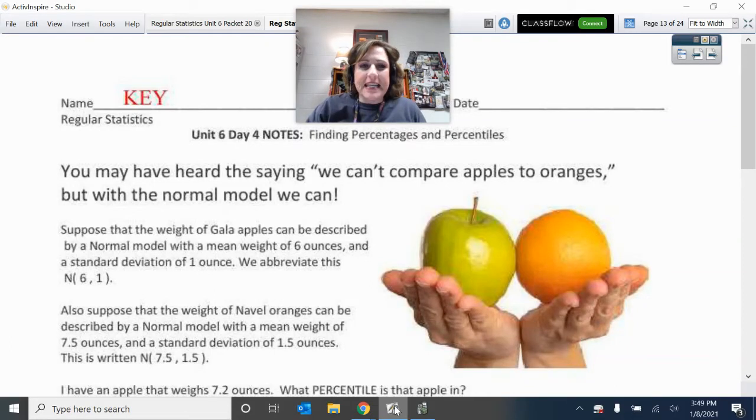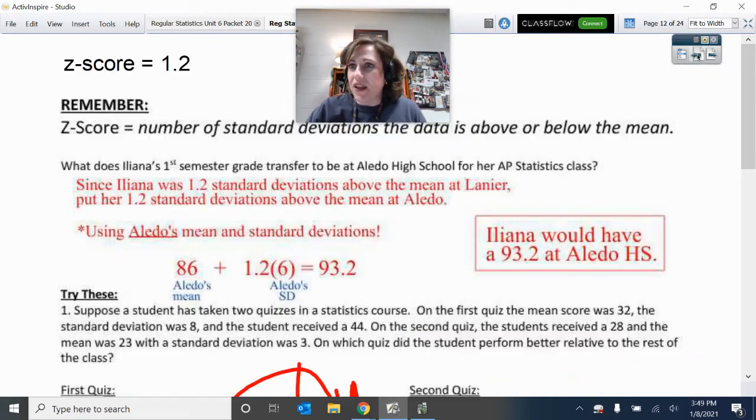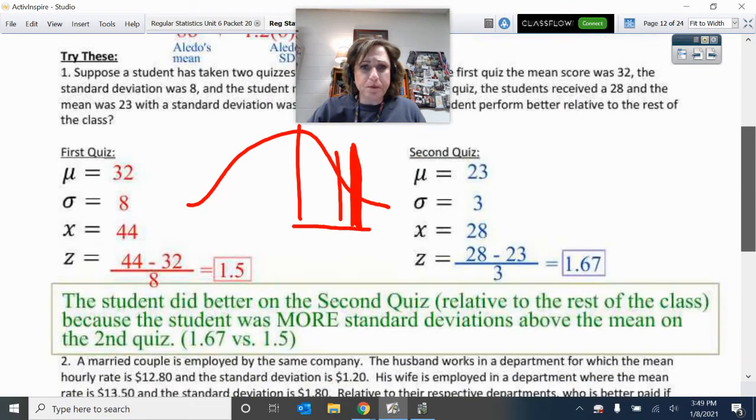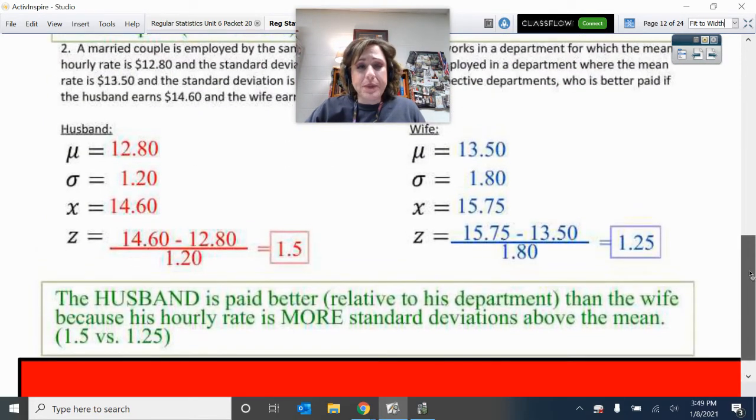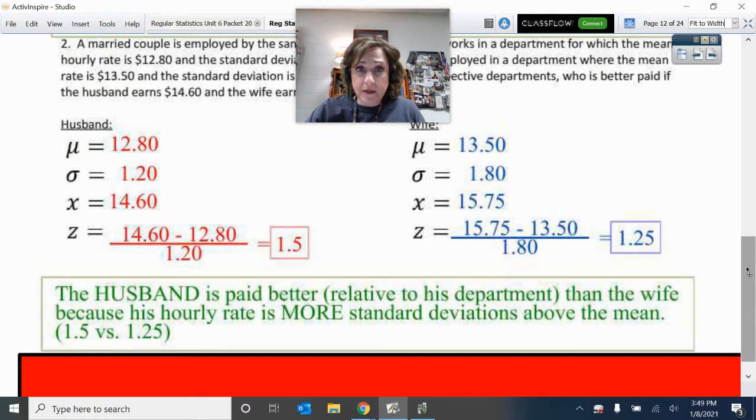All right, we're going to be continuing on with our normal model and all of the things associated with that. Now, let's remember where we had left off yesterday or in our last notes. Where we had left off was a really important idea, where we were comparing the location, that relative position of two different groups together on the normal model.